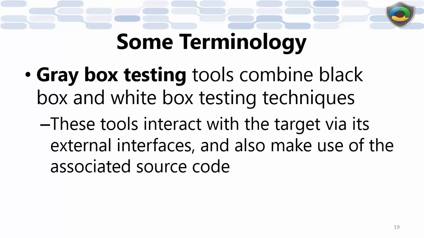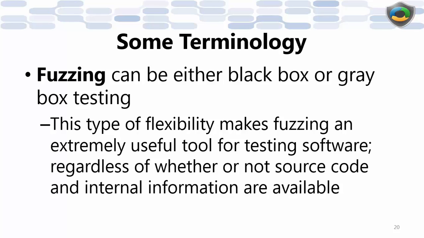All right. Then we've got gray box testing. Again, when we're talking about doing fuzz testing, it's either black box testing, where you don't know anything about the code or the source code, or gray box, which combines black and white testing techniques. As it says, the tools interact with the target via an external interface, as you have with black box testing, but it can also make use of the associated source code. All right, so as it says, fuzzing is an extremely useful tool, and actually it's the tool most often used by hackers to try to get into a system.